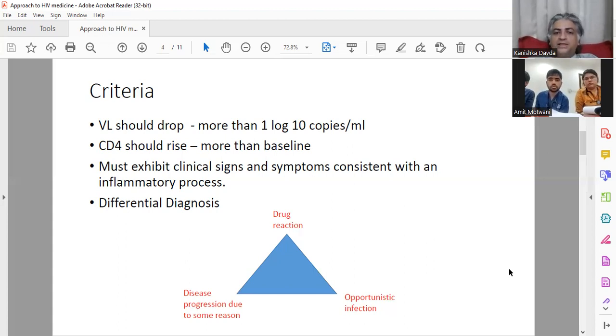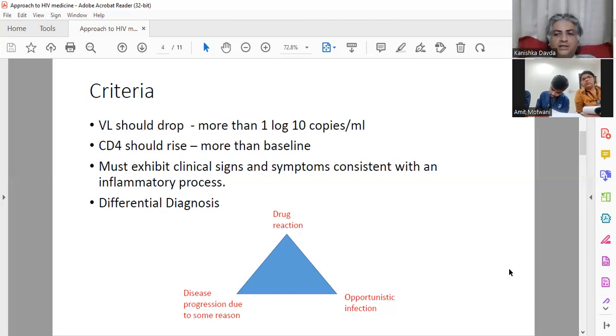Then we come to the other criteria. The patient must exhibit a clinical sign and symptom consistent with the inflammatory process. Generally, the differential diagnosis of IRIS is these three things. Okay.